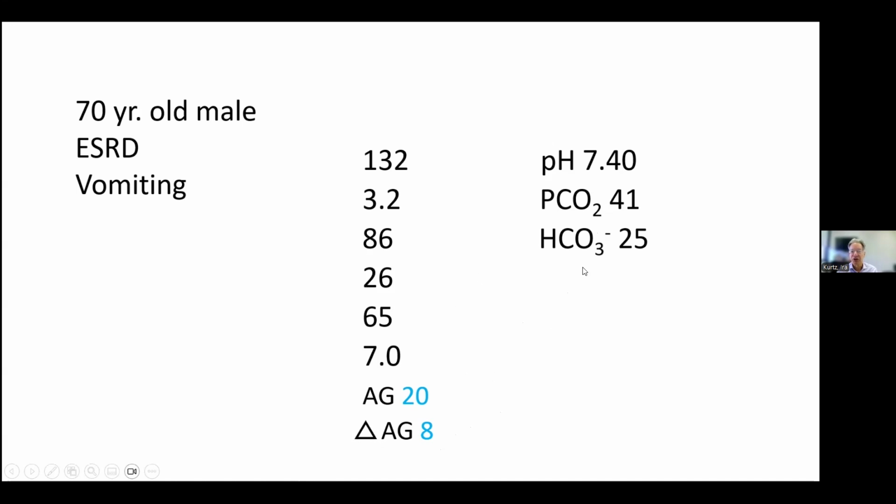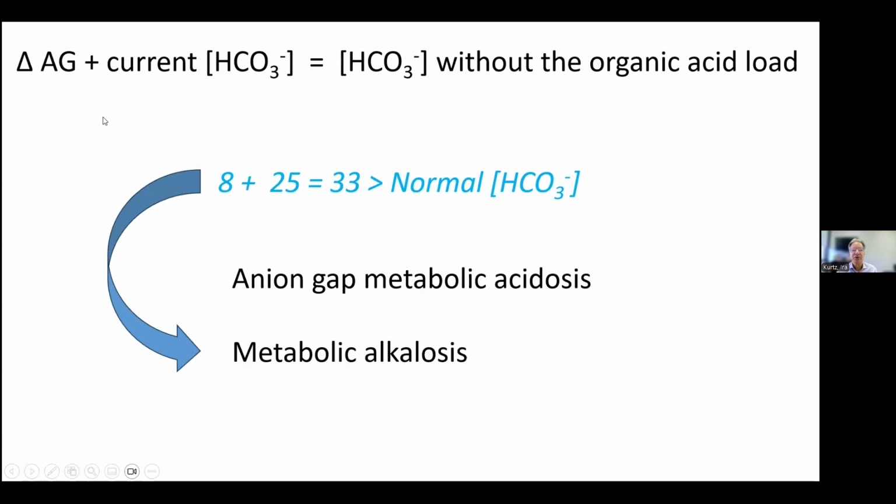So you have a number of clues. That's one clue. The fact that you're dysnatremic and hypokalemic also suggests that there's something else going on. And historically, the patient's vomiting. So all those things are compatible with a metabolic alkalosis. So again, we plug everything into this formula. We take the delta anion gap plus the current bicarbonate, and you get an answer here of 33. So you have to account for how that could be 33.